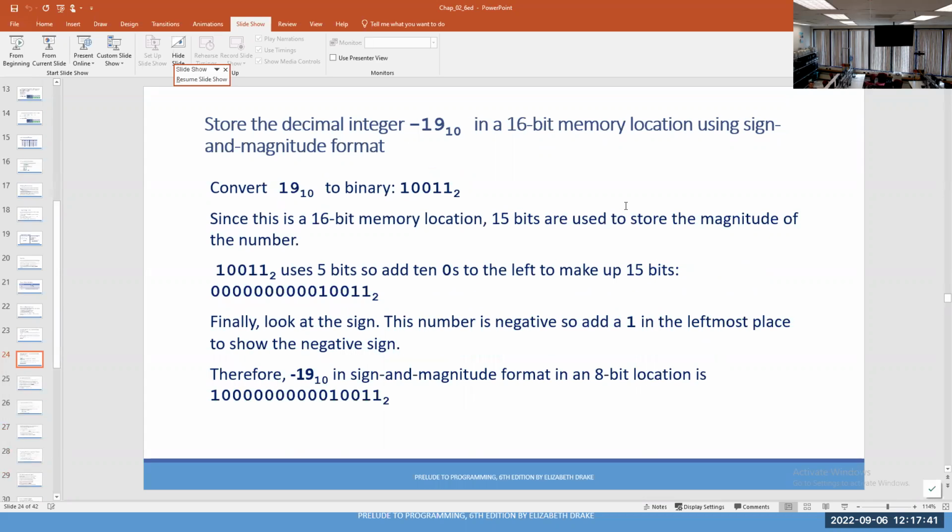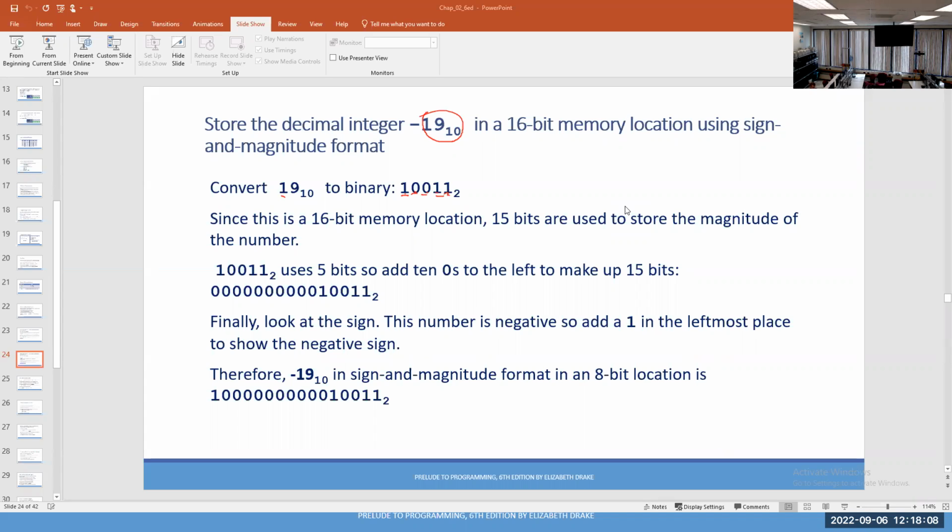Now, if you want to store negative 19, you do the same. Forget about the sign first. You just convert the magnitude first. In order to convert the 19, you have 1, 0, 0, 1, 1 here, right? It's already 1, 2, 3, 4, 5. You have 5 bits.